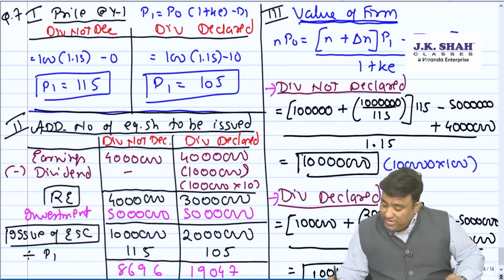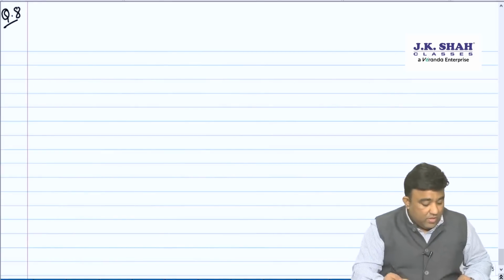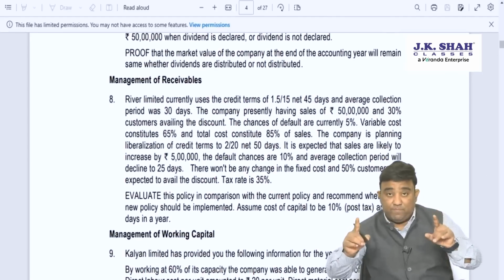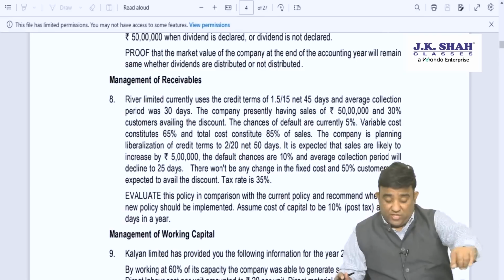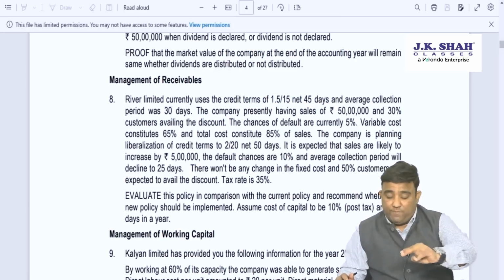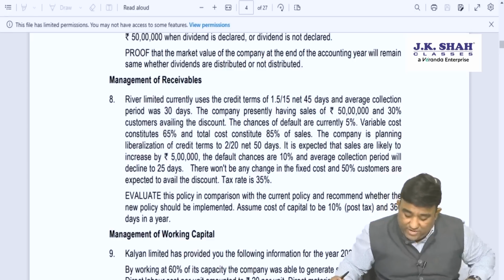So let us come to question number 8 now. That is management of receivables. Again, definite last minute revision. Again and again, I would say this RTP is amazing. Barring 2-3 normal examples, all questions are challenging. Last minute revision bucket. Question number 8.